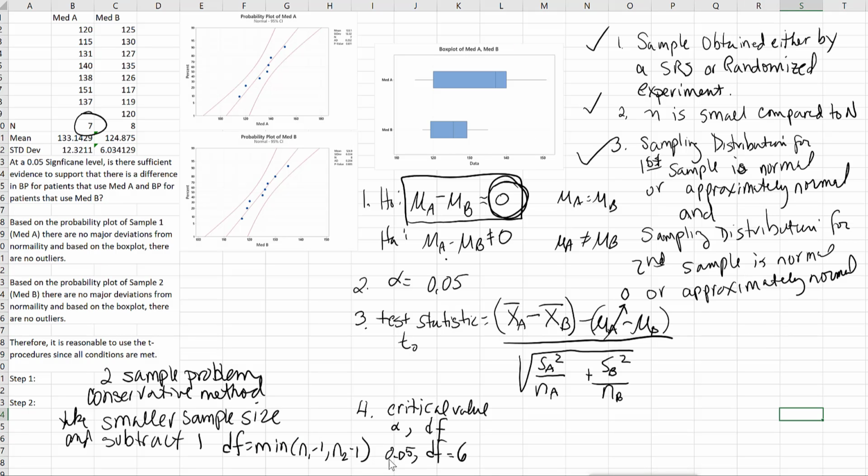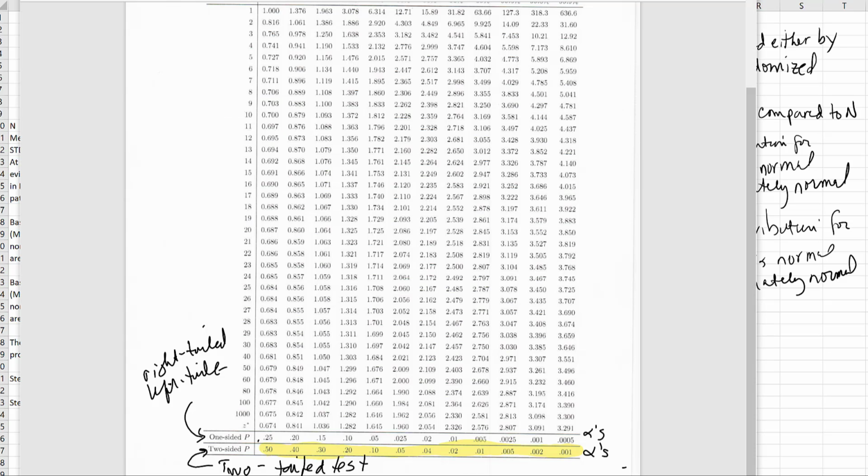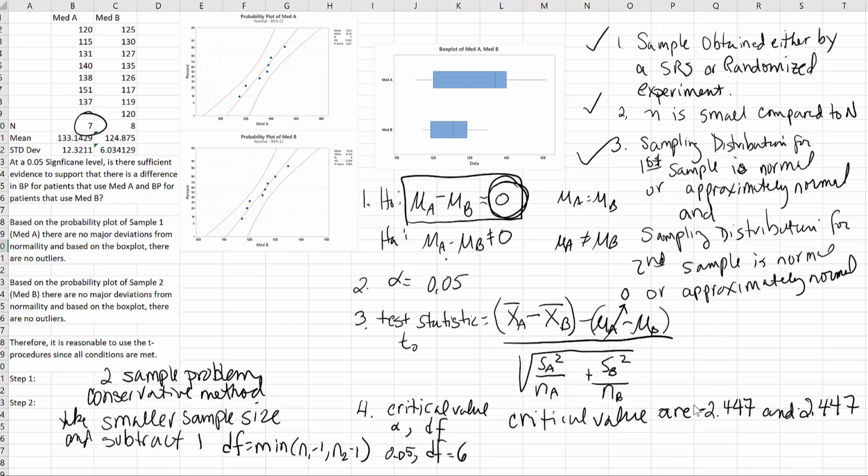So degree of freedom of 6, alpha of 0.05. When I go to my chart, I look where these two collide, and that would be my critical value that I would use. And since it's a two-tailed test, I would say critical values, so plus or minus 2.447. So again, I have 2 critical values, 2.447 and negative 2.447. Now that I've got that, I can determine whether to reject or not reject.